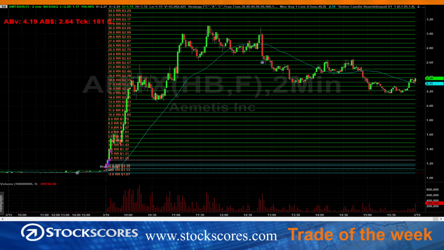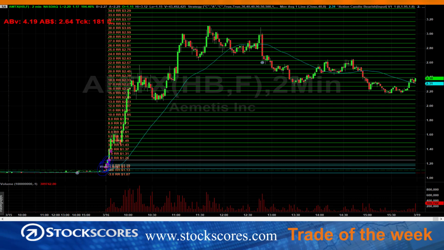Now, at the opening of trade on Friday, AMTX actually made an action candle there too. However, it didn't have quite the liquidity that I like to see. It only traded 76 times on that opening candle. I like to see more liquidity than that. And so it was at this candle right there, which was the second action candle of the day, that it triggered my entry algorithm and the stock went for quite a rip.